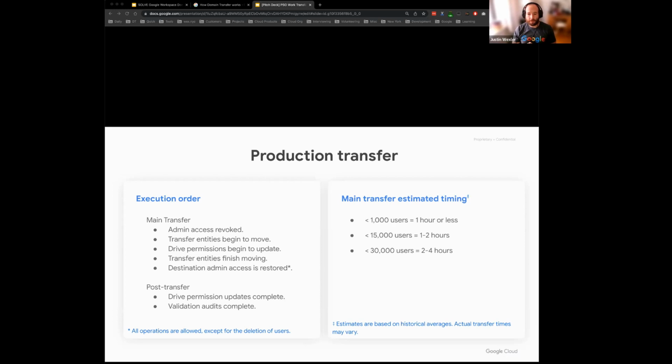Once the transfer is complete, we continue doing some background Drive permissions that are really nothing user facing. And we do some validation audits that again take 5 to 7 days. And we just ask you not to delete users as a part of this.